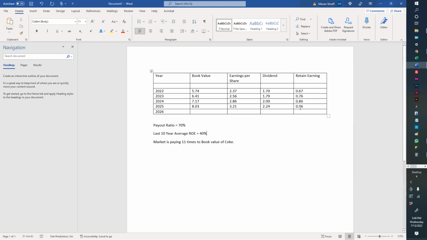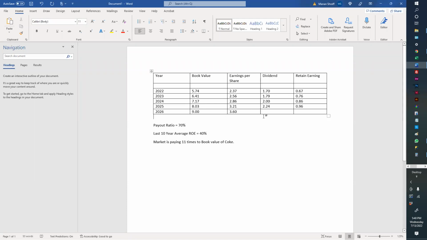This 96 cents is going to be added back to this $8.03. So the new book value will be approximately $9. Again, based on $9, it is going to make 40% return on equity. So the new earning for year 2026, Coca-Cola should make around $3.60.